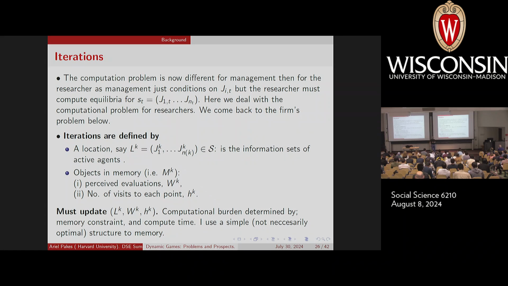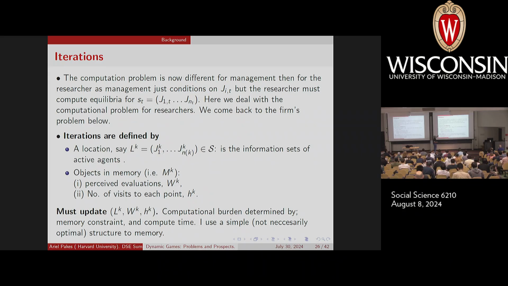Then there are objects in memory. Just like in standard updating, you have stuff in memory and you pull it up. The stuff in memory is going to be the perceived values of continuation values at this point, for every point. It's also going to have the number of visits to each point, because it's a stochastic algorithm, and its precision will depend on how many times you hit the point. The more times you hit the point, the better, because it's going to be this averaging process that I told you about before. The more times you hit the point, the more precise the average is.